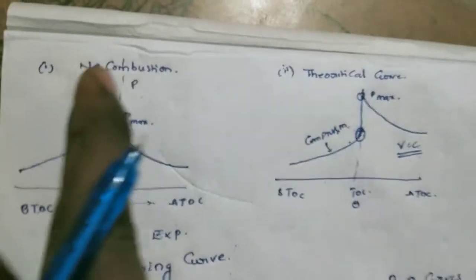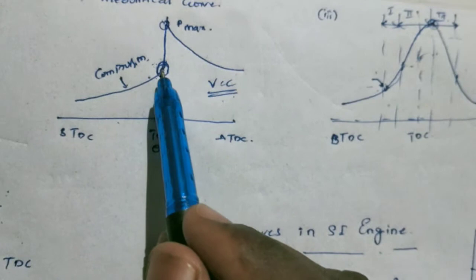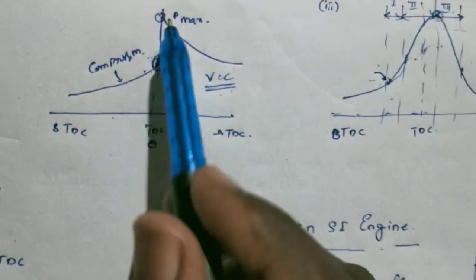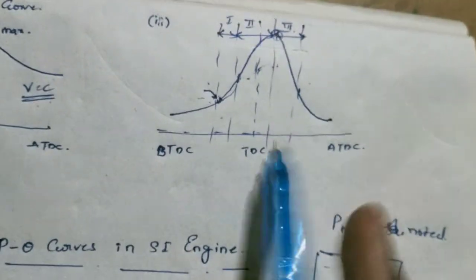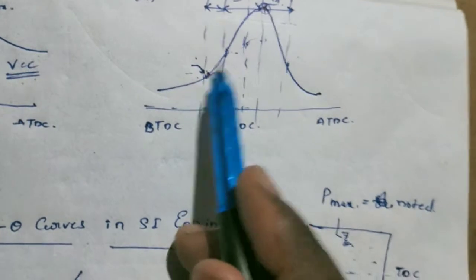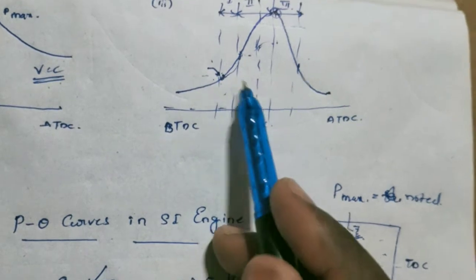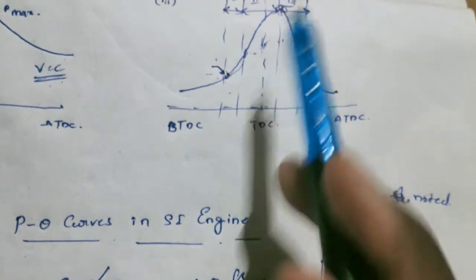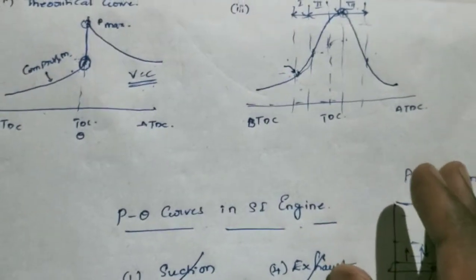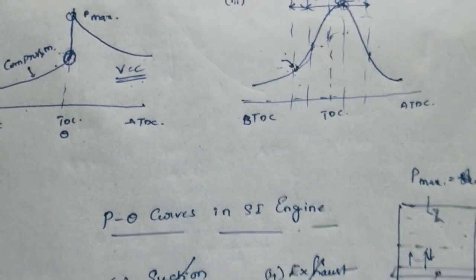In the first case, where there is no combustion, this is called the motoring curve. In the theoretical curve, the spark plug ignites the spark at the end of the compression, combustion takes place at constant volume, and expansion takes place. In the actual curve, the spark plug ignites the fuel before TDC, and we get the peak pressure, and completion of the combustion takes place after TDC. So these are the P theta curves which we discussed for the SI engine combustion process. Thank you.